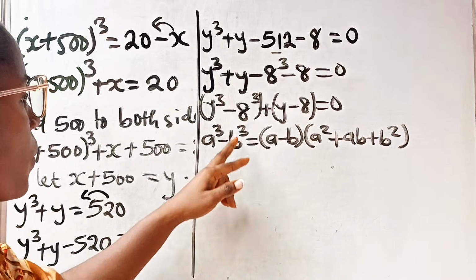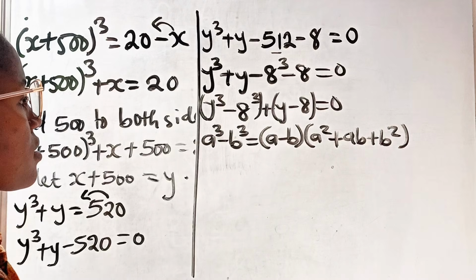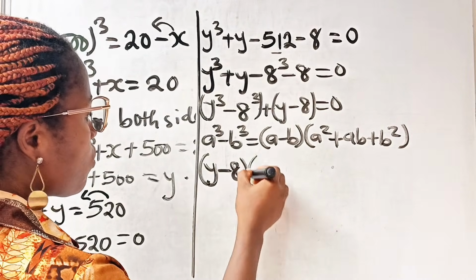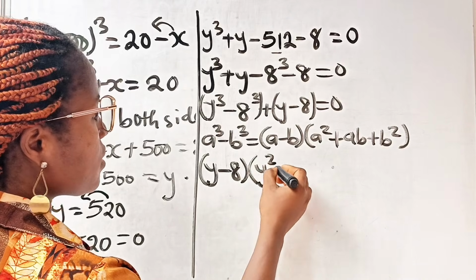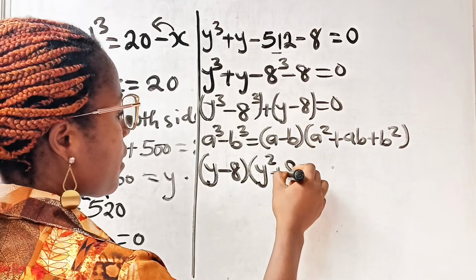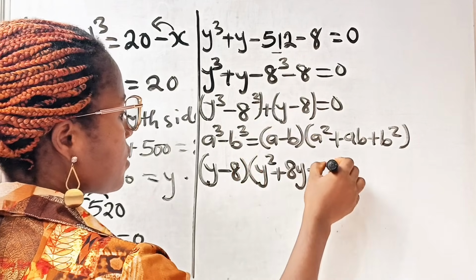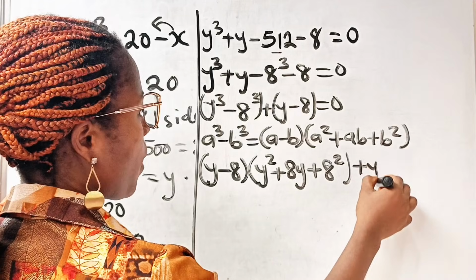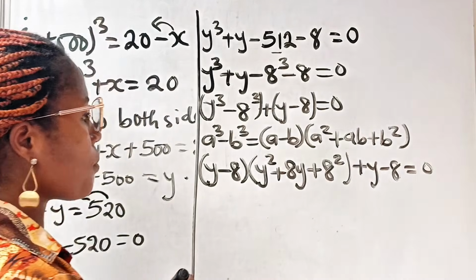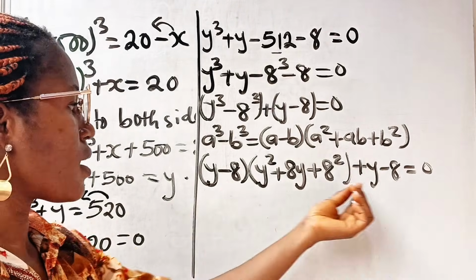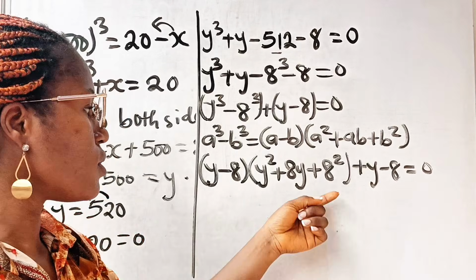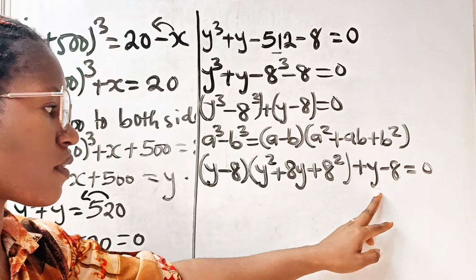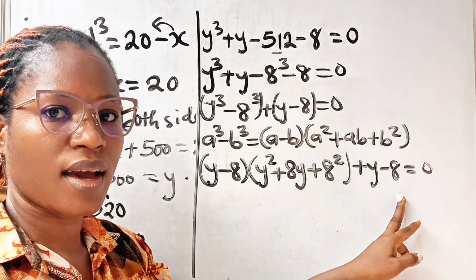Okay, so we can expand this as y take away 8 multiplied by y squared plus 8 times y, 8y plus 8 squared. Okay, then plus y take away 8 is equal to 0. So you can see we have this and this as a common factor between this and that. Okay, so let's factorize y take away 8.